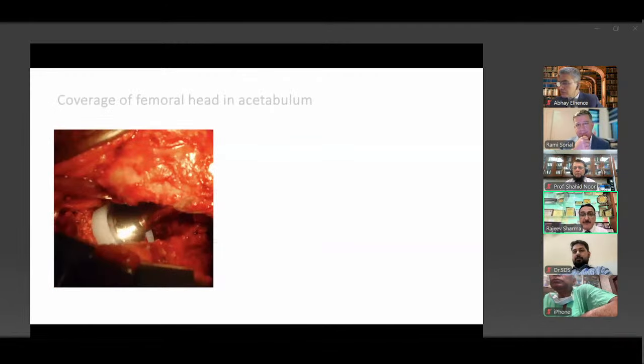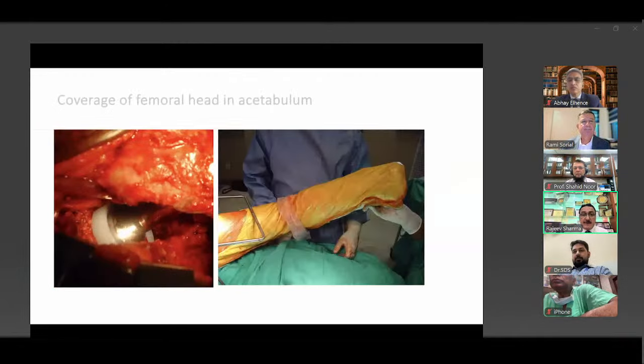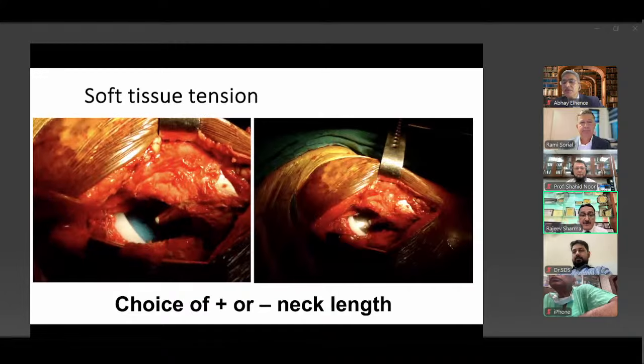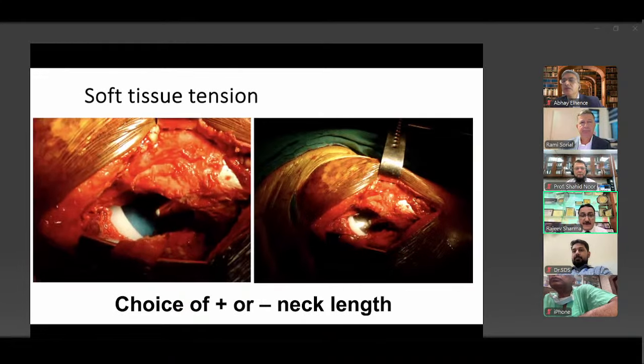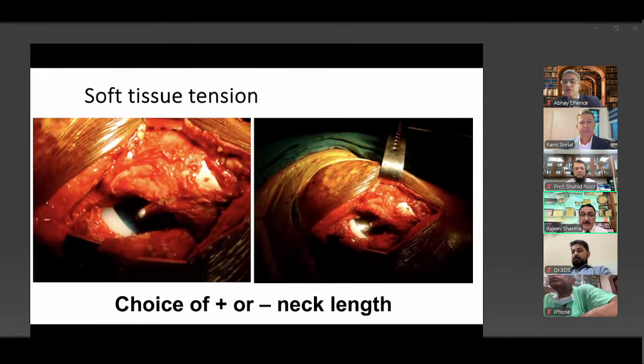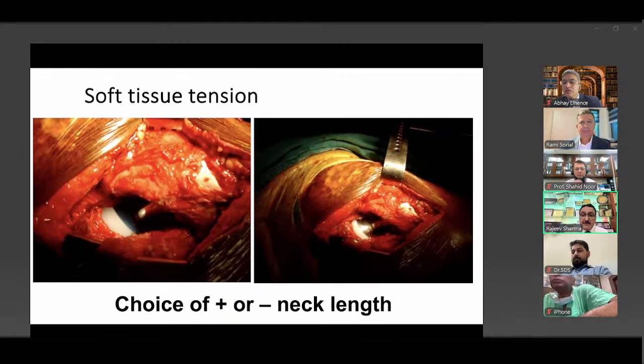The coverage of the femoral head in the acetabulum has to be assessed, combined anteversion as we just discussed. And the soft tissue tension, here you see that you have a little bit of laxity. In the discussion, we may discuss how much of the laxity we should leave. And then you see that you increase the size of the femoral head, the neck size, and then you can have a better stability. So for some millimeters of leg length discrepancy, you can assess here.